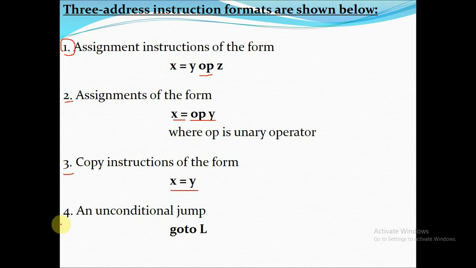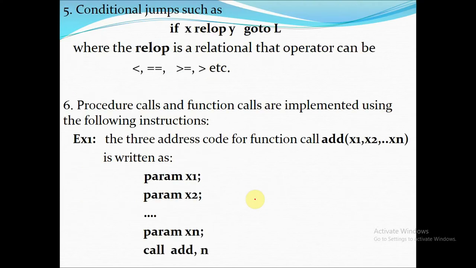Fourth one, an unconditional jump statement. That means sometimes in 3 address code we have to transfer the control from one statement to another statement without checking any condition. In that case we can use go to L. Here L is a label or location or address where the control is to be transferred.